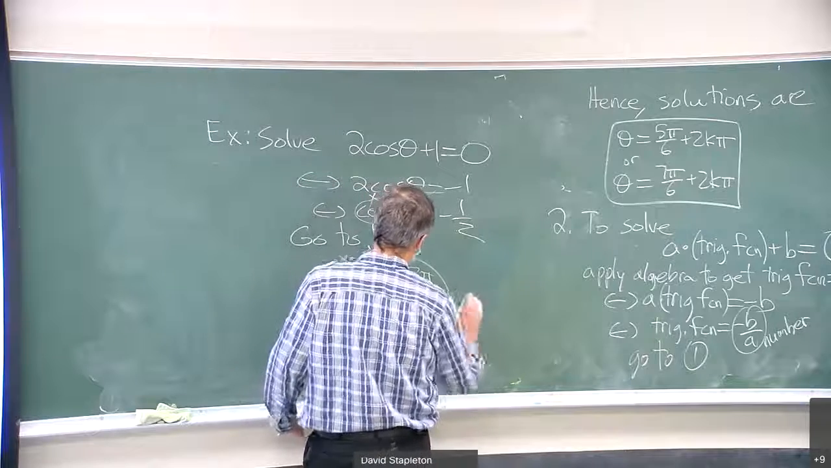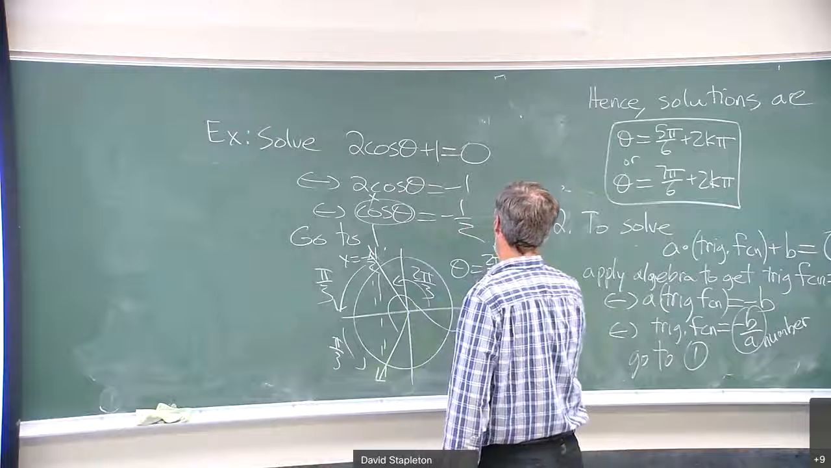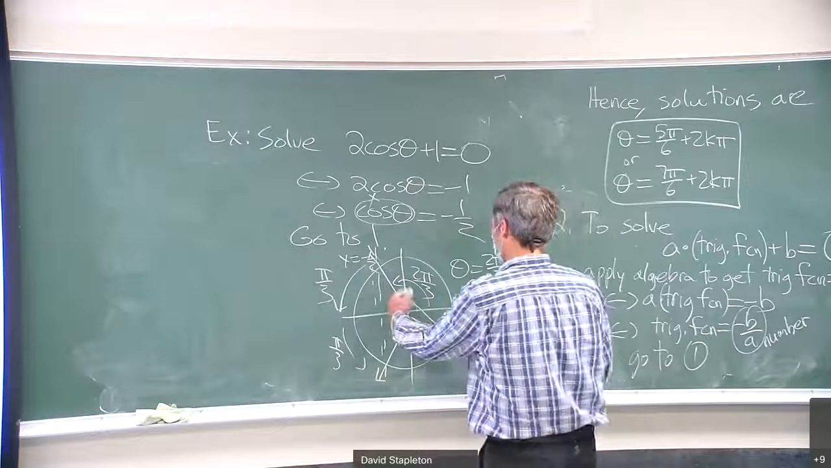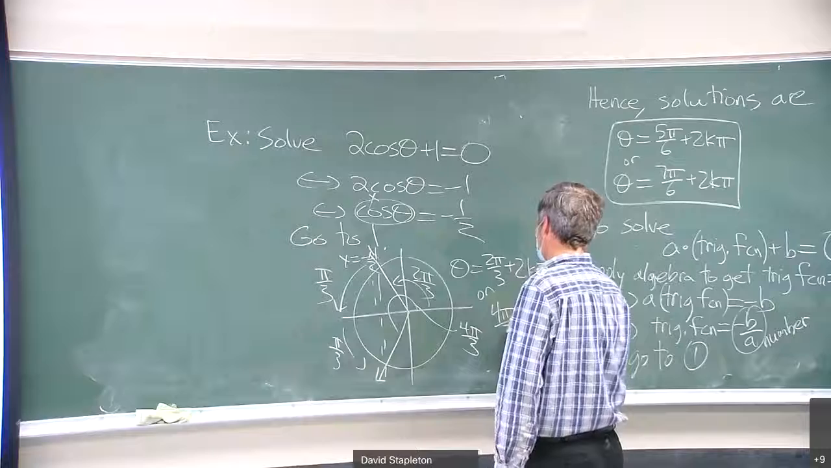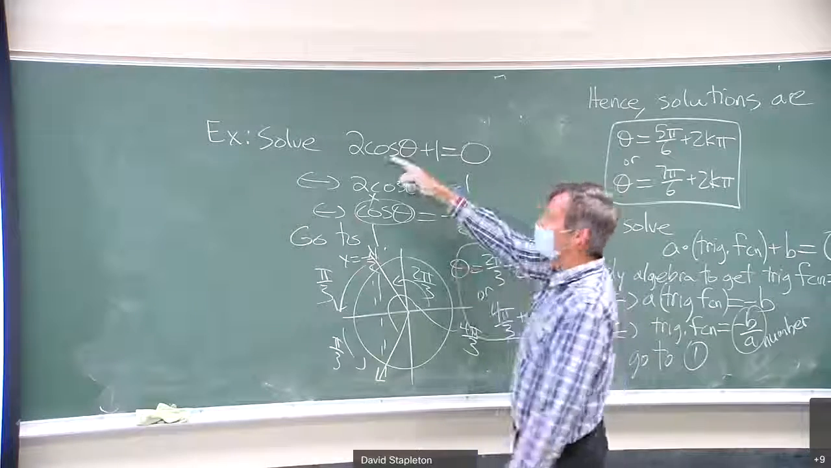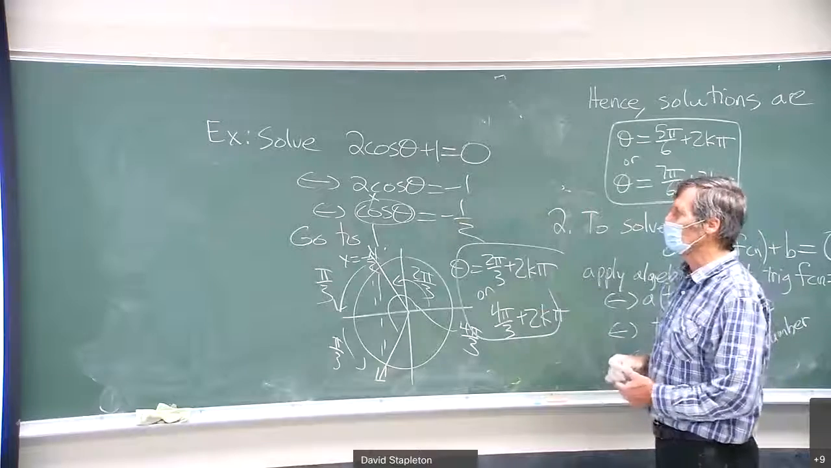I'll spend more time on these next time. And your solutions are 2 pi over 3 plus 2k pi, any number of rotations, or 4 pi over 3, the other terminal ray within one rotation, plus 2k pi. So there's what you do when it's that. You just apply a little algebra and then go back to solve the trig function equal to number.